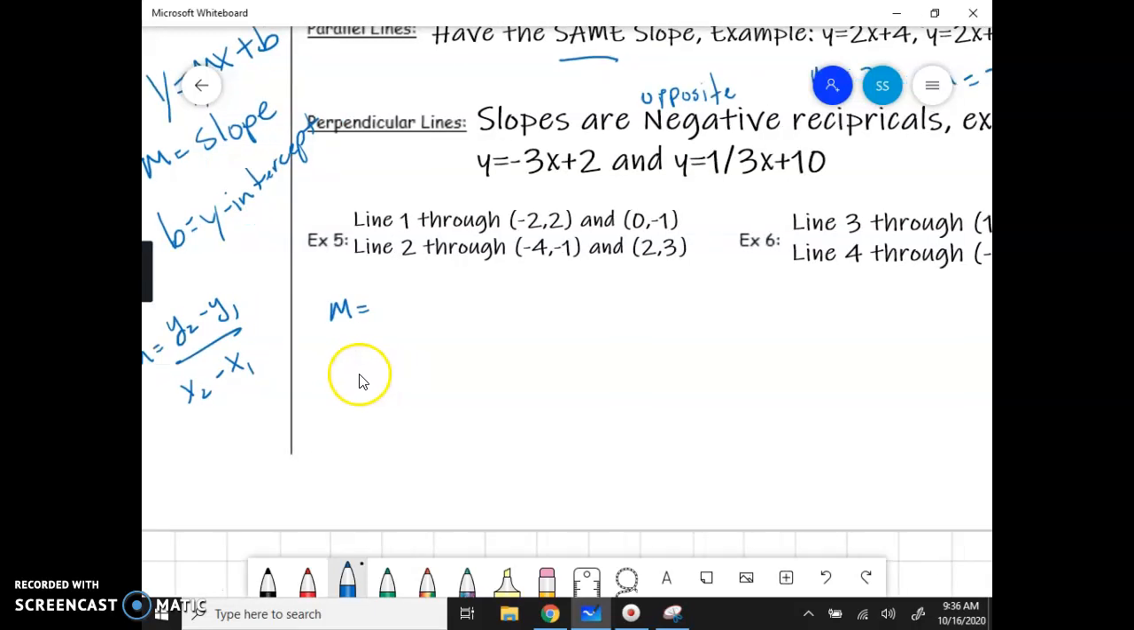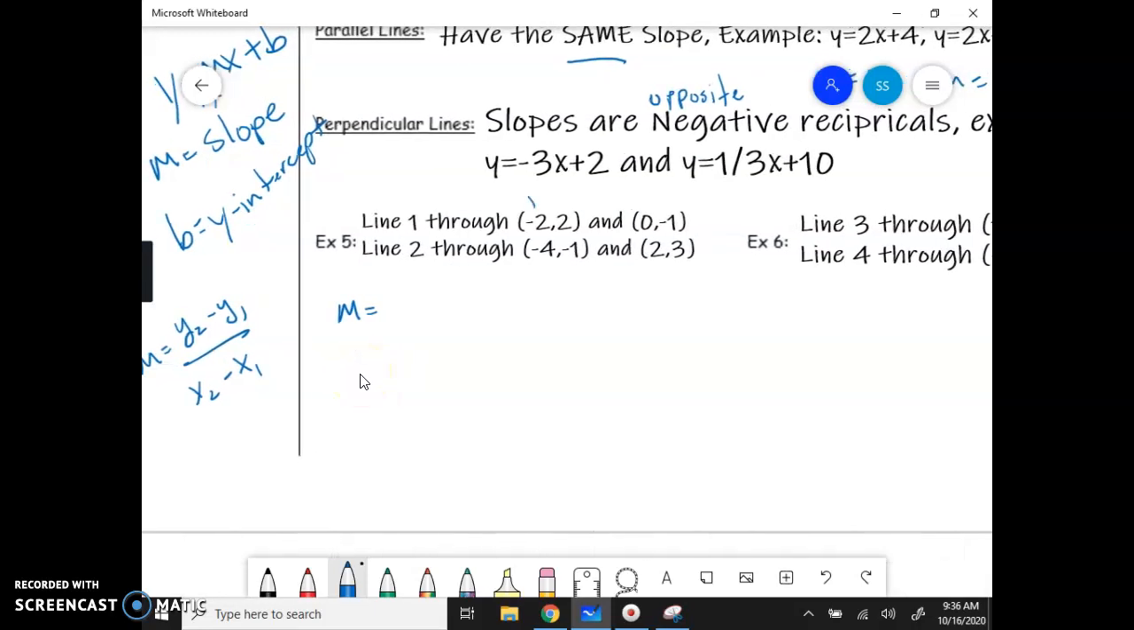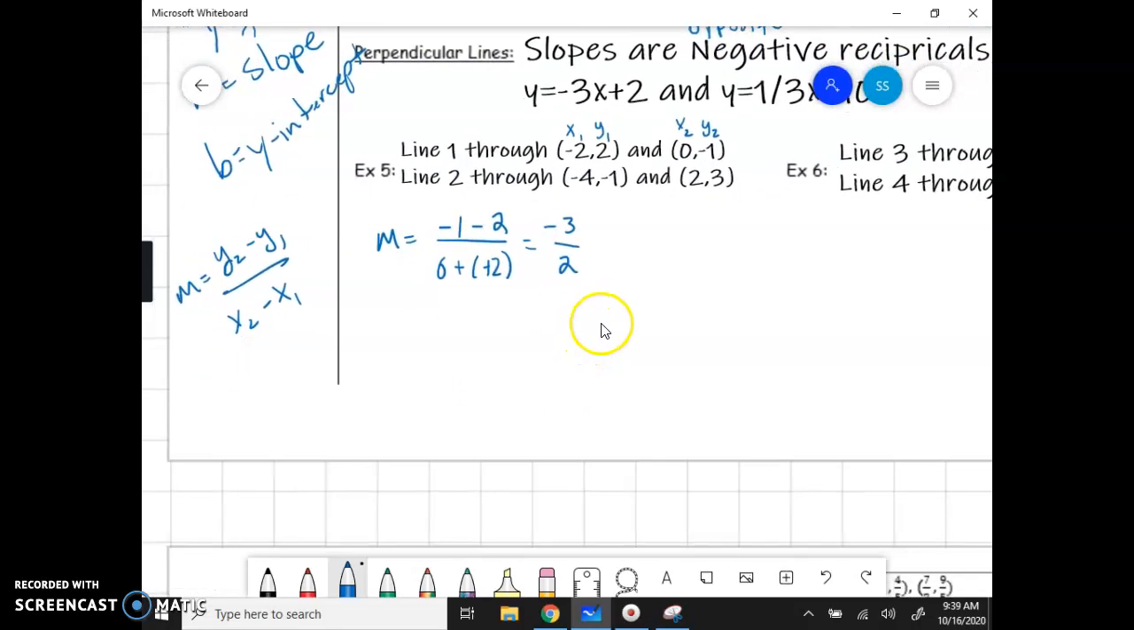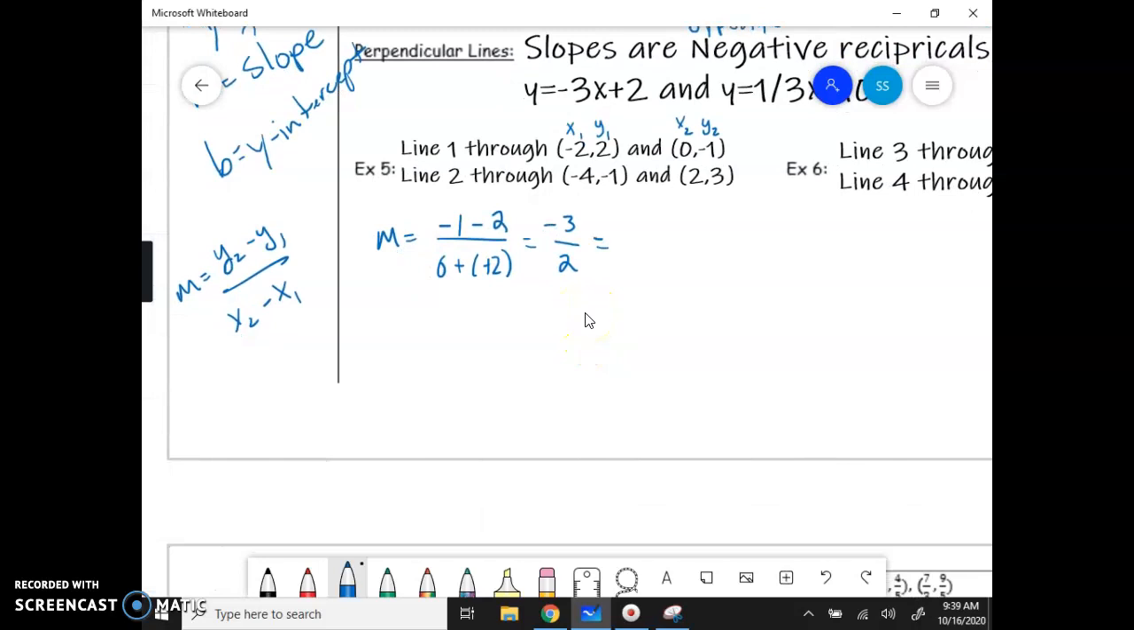Let's go ahead and label these x1, y1, x2, and y2. Then we'll plug these into the formula. y2 minus y1 is going to be -1 minus 2, and x2 minus x1 is going to be 0 minus -2. So we get -3 on the top, and 0 plus 2 is 2. So we have the slope of -3/2. If one is negative, the whole thing is negative. We'll just rewrite that like that.